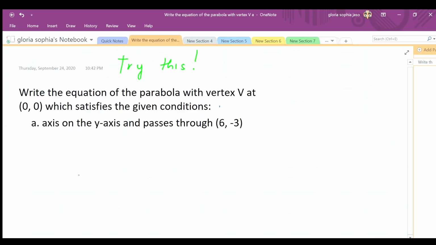Okay, for our practice exercise, let's try to solve this problem. Write the equation of the parabola with vertex at 0, 0, which satisfies the following conditions. So for letter A, axis on the y-axis and passes through 6, negative 3. So get a sheet of paper and try to answer it. You can pause the video and then later I will give you the answer.